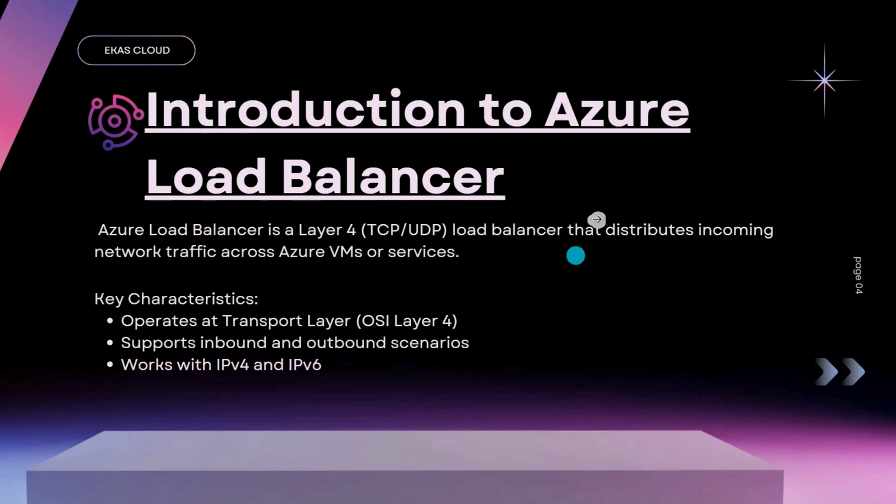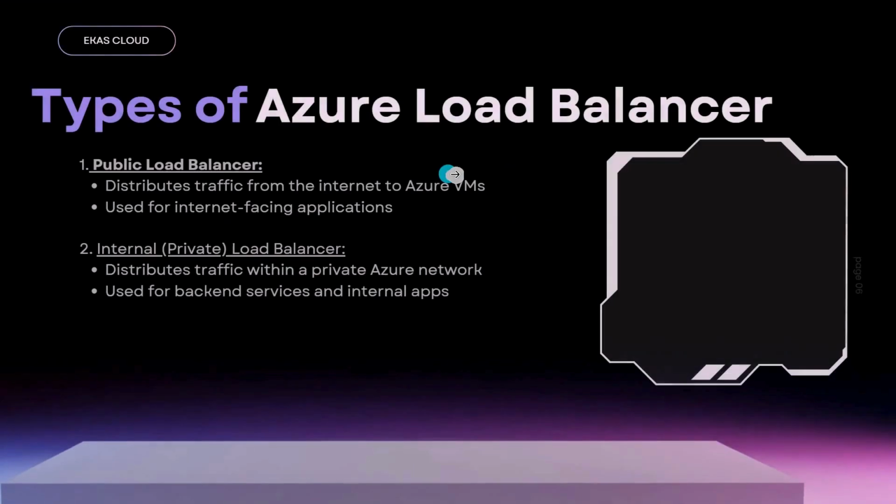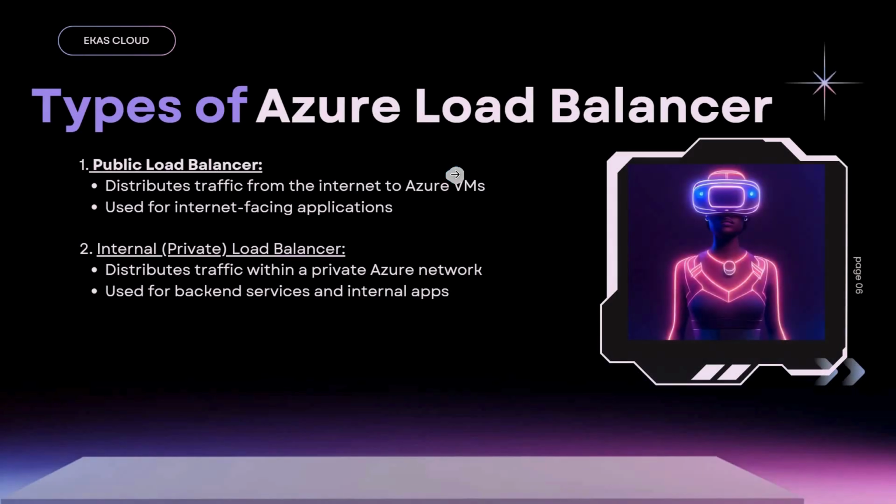There are different types of load balancers. They are public and private, that is internal load balancer. First, the public load balancer is used when you want users from the internet to access your application. Example, a company website or e-commerce platform. Internal load balancer or private load balancer is used for services that are not exposed to the public. Example, an internal payroll app used only by your company's HR team.